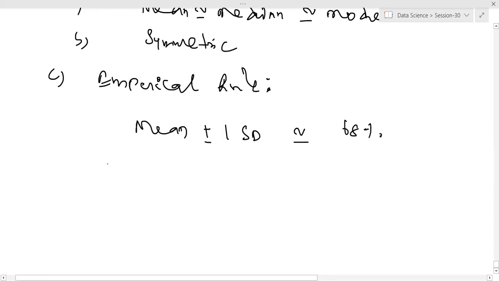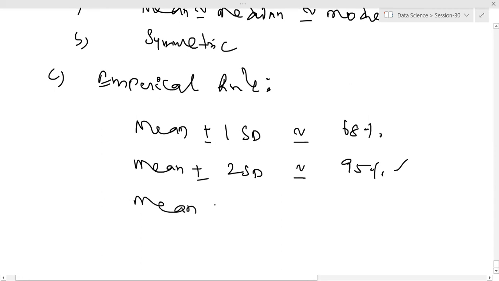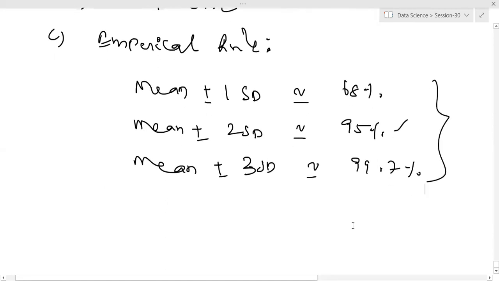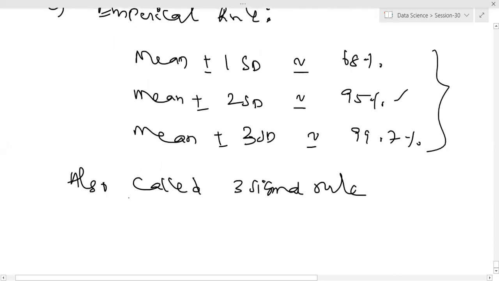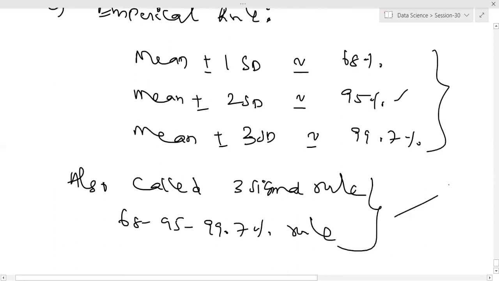Suppose I am talking about mean plus or minus 2 standard deviations: 95% of the data. And the third important thing: with 3 standard deviations, 99.7% of the data lies within mean plus or minus 3 standard deviations. This empirical rule is also called the 3 sigma rule, or you can remember it as the 68, 95, 99.7% rule. Both are one and the same.